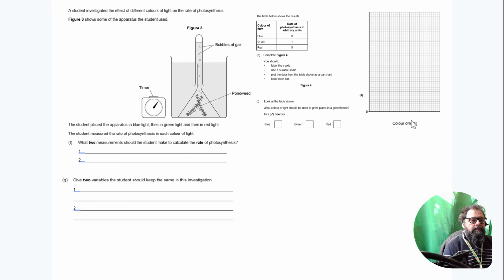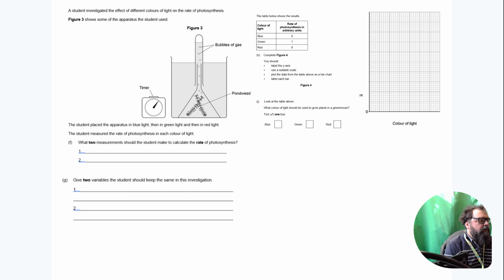You're being asked to complete a graph here. Notice that it's telling you exactly what to do. If I was doing this question, I would be crossing off the things on those lists, those 4 bullet points, as I go. I need to label the y-axis, so that's the vertical axis. It's going to be whatever is at the top of the right-hand column of the results table. So you can see color of light on x. We want rate of photosynthesis in arbitrary units on the y-axis.